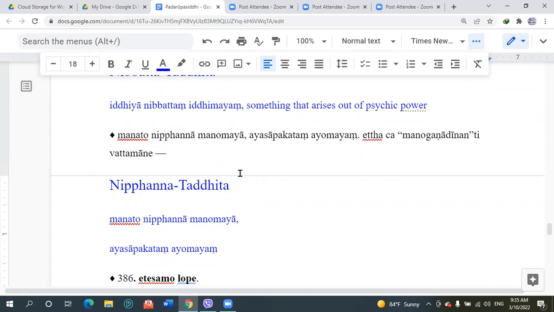Manato Nibbana Manomaya, Mana plus Maya. Mana is Manokaradi. Maya suffix. Manomaya, Nibbana, Manomaya. Maybe something permanent or things, masculine, plural also possible. What is in the Manomaya? Maybe feminine.